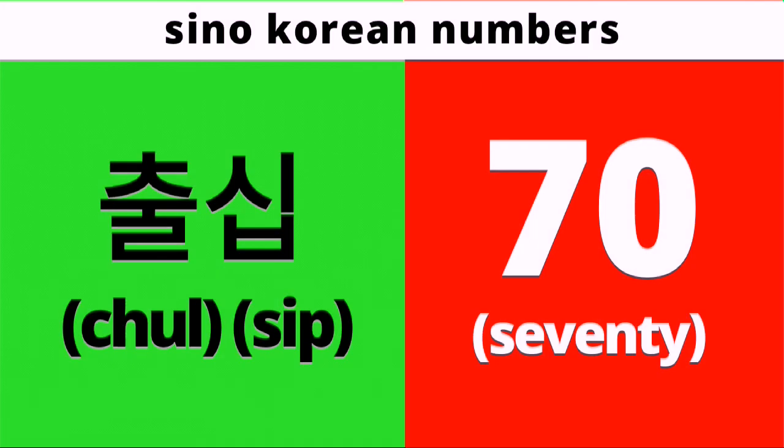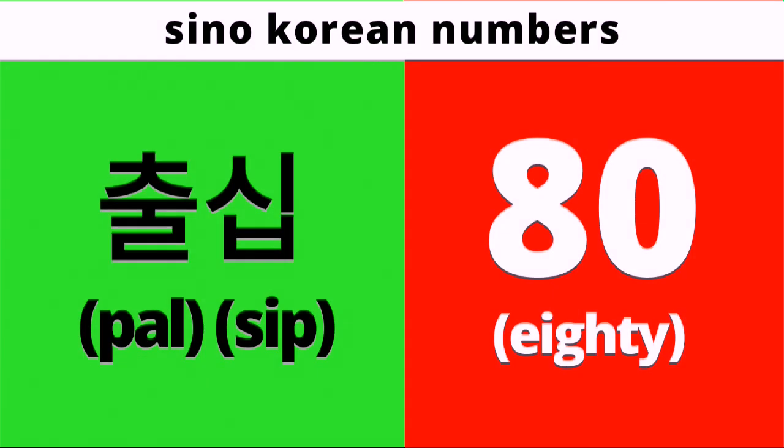Next is number 70. The Sino-Korean translation of this is chil ship. Chil means 7 and ship means 10. So, this combined would be the same as saying 7 sets of 10, and that is equal to 70.